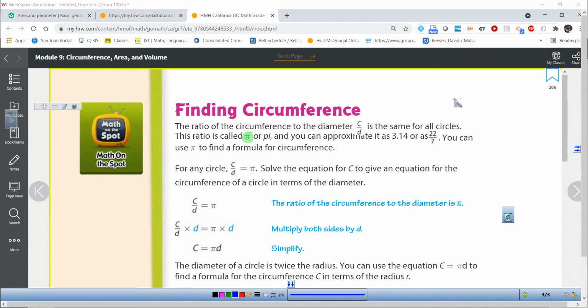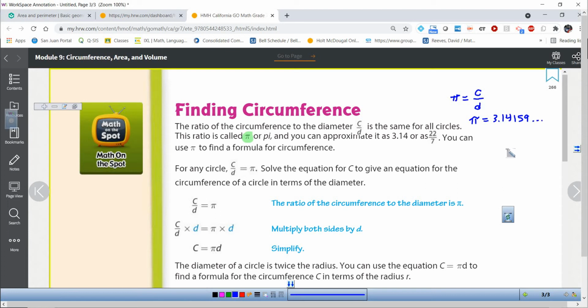But pi is exactly, there's actually a formula. If you take the circumference of a circle, which we just said was the distance all the way around, and you divide it by the diameter, you get pi. Now, pi is an irrational number. If you remember from earlier in the year, irrational numbers are numbers that go on forever and ever and ever.